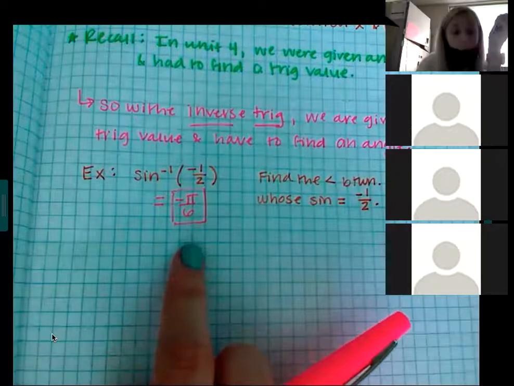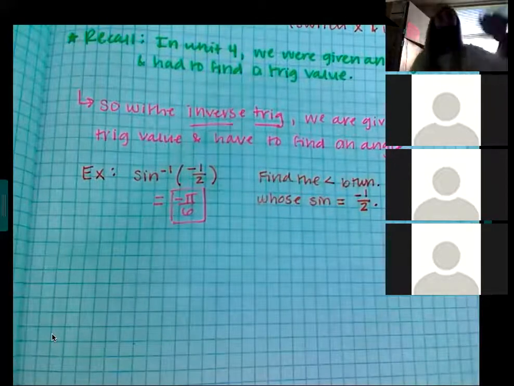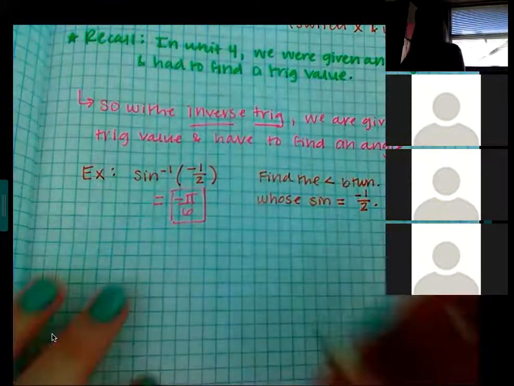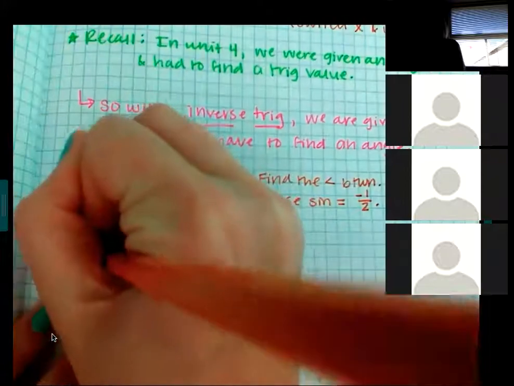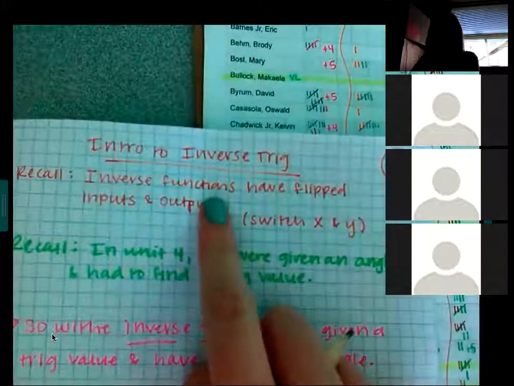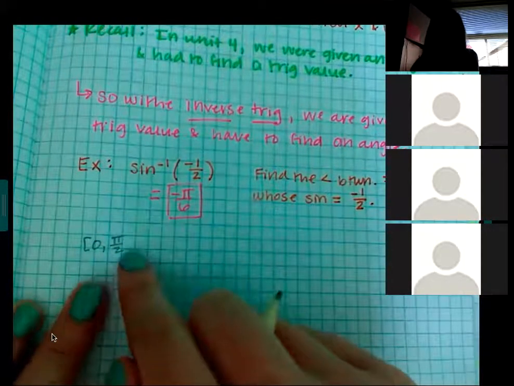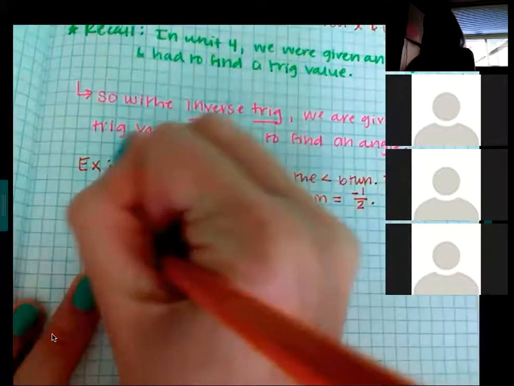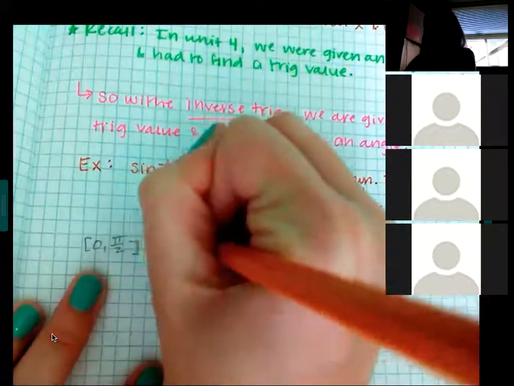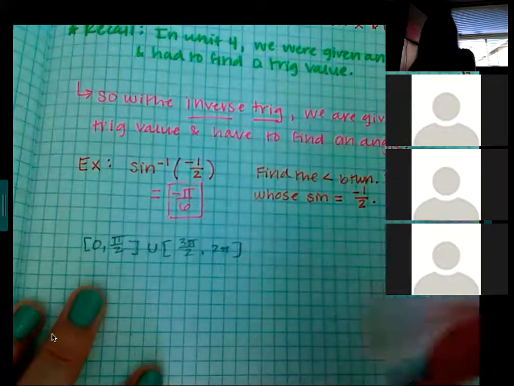If I start in quadrant 1, does everybody agree that starts at 0 and goes to pi over 2? Quadrant 1 is 0 to pi over 2. It is a function, meaning we know sine functions should be continuous. So I can't go from 0 to pi over 2 union 3 pi over 2 to 2 pi. Is that continuous? No.